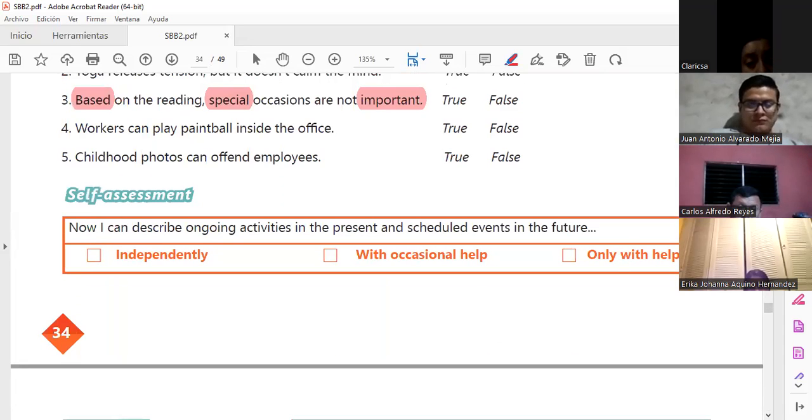Workers can play pinball inside the office. False. Okay. I don't know. You changed. I answer, but I don't know.